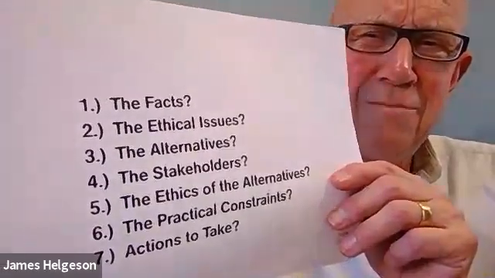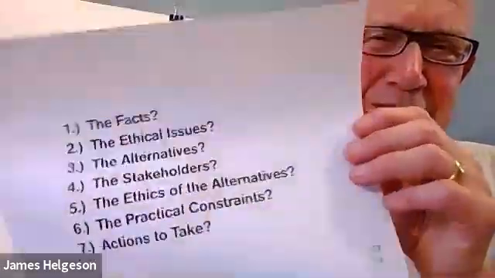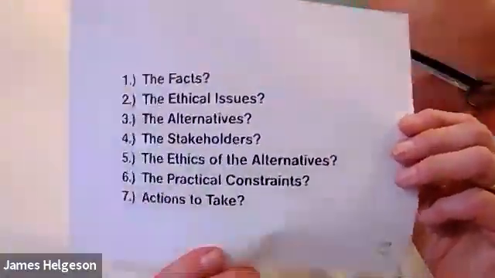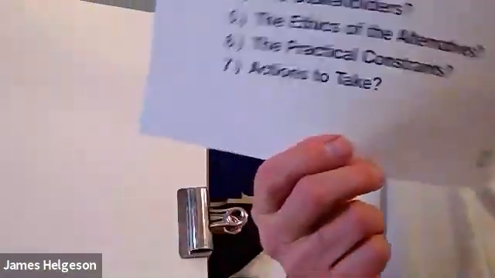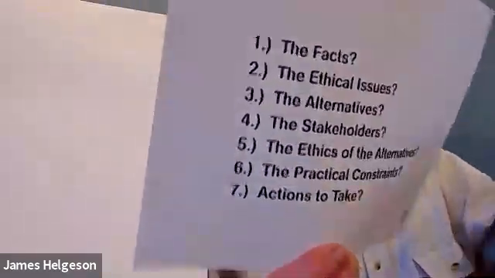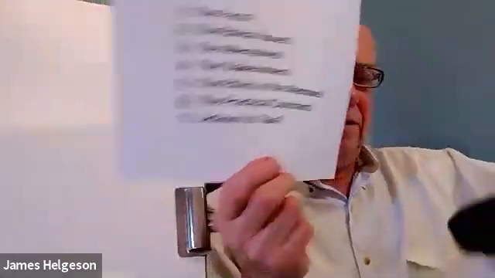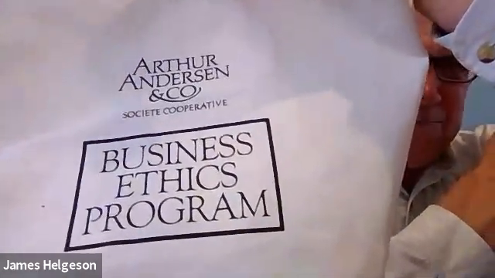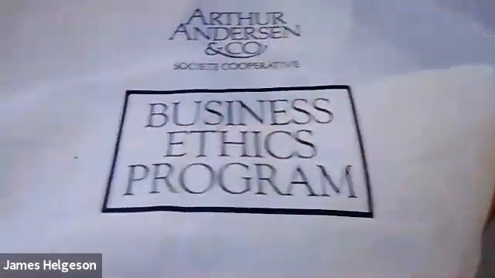Oh, I learned this from Arthur Andersen. Who in the heck are they? Remember Enron? They're the company that went down the tubes. It had been around for years. I went to a seminar they put on for business profs, the Arthur Andersen Business Ethics Program.